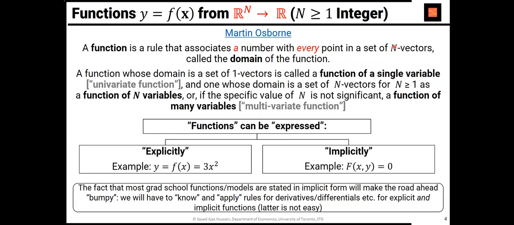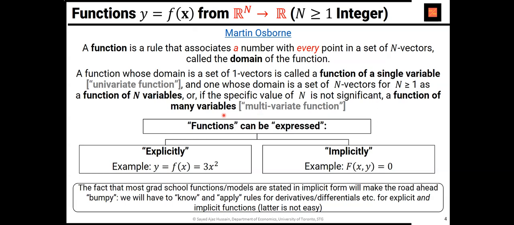So it's really important to note that once you tell me what the domain is, every point in that domain must somehow end up in some point in the range of the y's. If you have one x and one y, it's called a univariate function. And if it's many x's and one y, it's called a multivariate function.